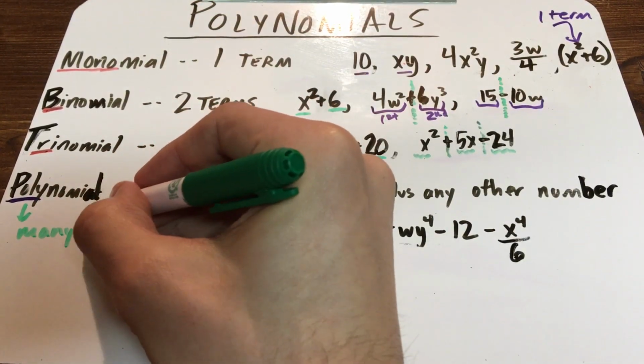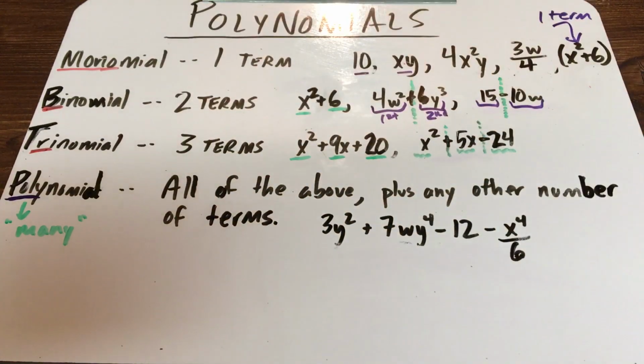Anytime you see P-O-L-Y at the beginning of a word, it means many. Polytheism are people in their culture who believe in many gods or many supreme beings.